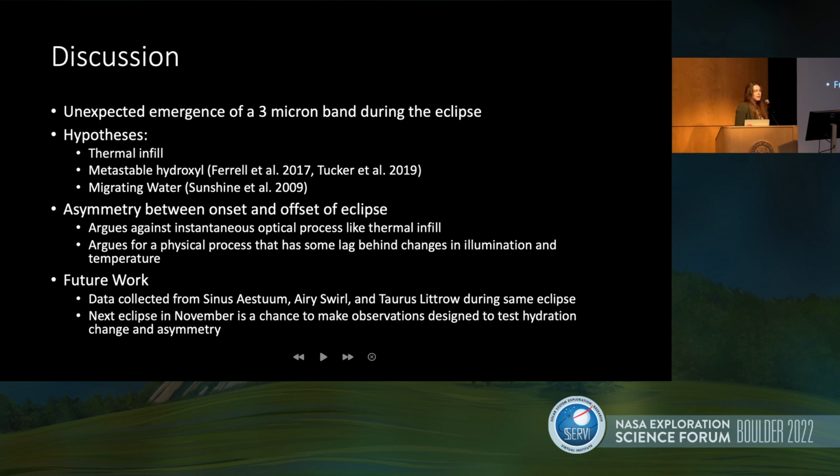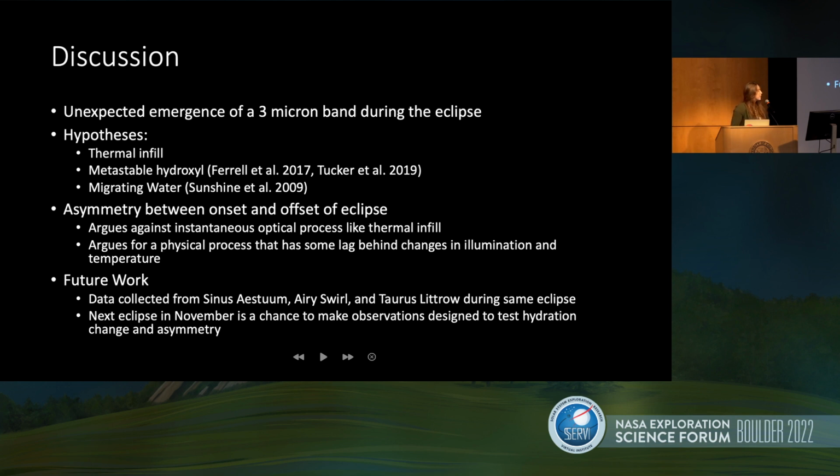The asymmetry between the onset and the offset of eclipse does offer a little bit of constraint. It would argue against an instantaneous optical process like the thermal infill, and it would argue for a physical process that has some lag behind the changes in illumination and temperature, which, if you're forming hydroxyl or acquiring transported water, there might be a lag as temperatures go up before it leaves the surface.